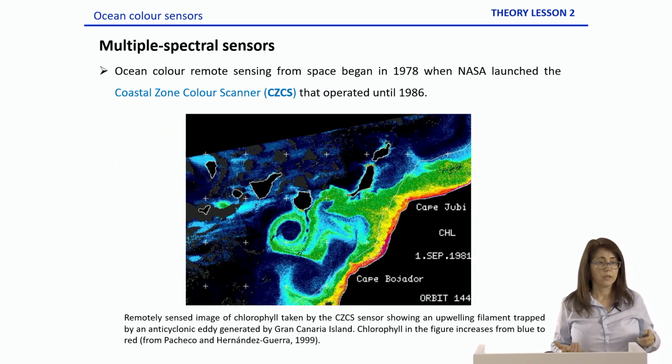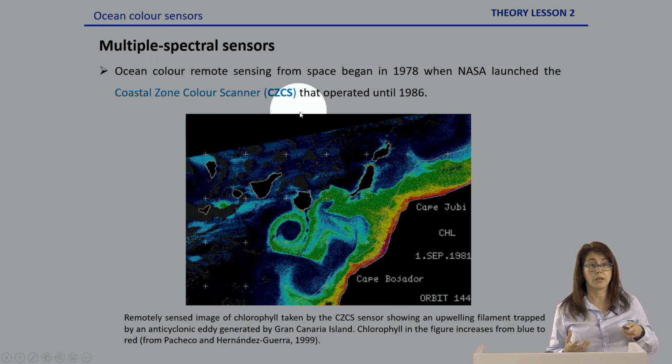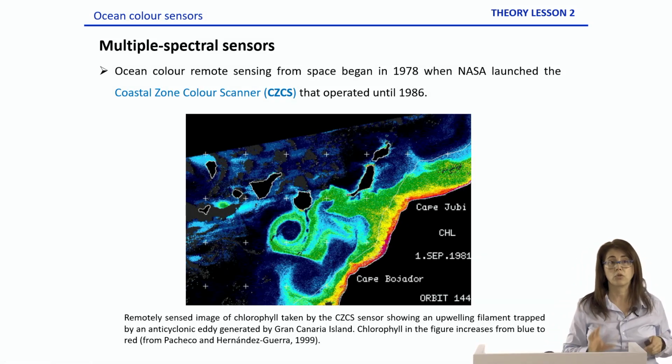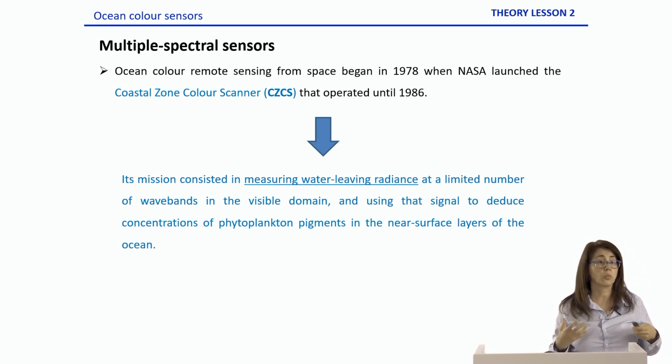Ocean color remote sensing from space started in 1978 when NASA launched the Coastal Zone Color Scanner that operated until 1986. We can see here an example of a chlorophyll image along the Canary Islands, along the Northwest African upwelling region, retrieved by this Coastal Zone Color Scanner. The mission of this sensor was to measure water-leaving radiance at a limited number of wavebands in the visible domain and use that signal to deduce concentrations of phytoplankton pigments in the near surface layers of the ocean.